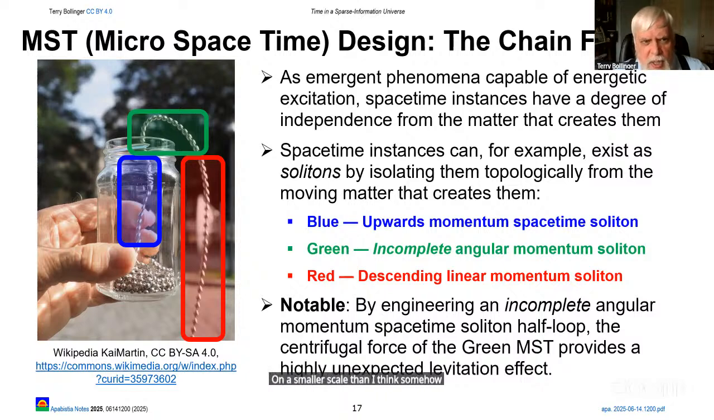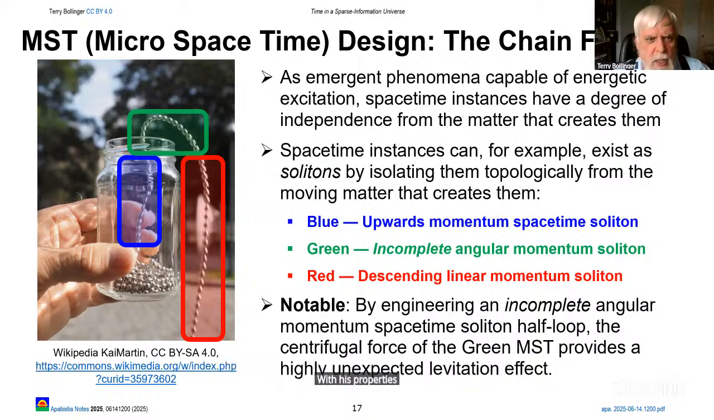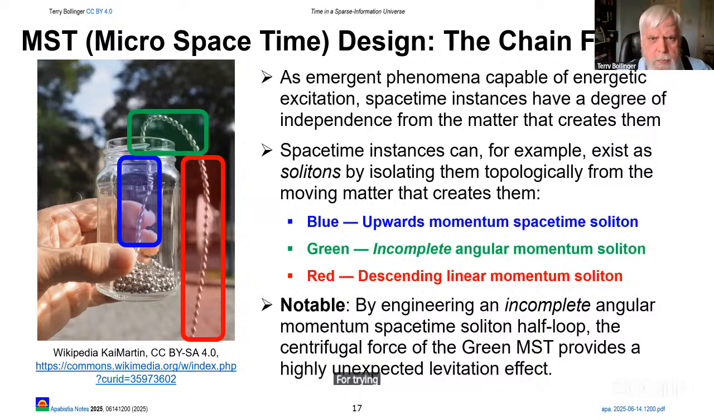This is also one of the reasons I think examples like this on a smaller scale somehow have got to be connected with some of these superconductivity issues, that there's little loopy things going on where you're creating extremely small instances of a particular type of space-time with its properties and conserving the energy. That's somehow helping out with that. Now, what that would be, no idea. I'm not saying this is something that's easy to figure out, but I think that would be an interesting tool for trying to deal with that.